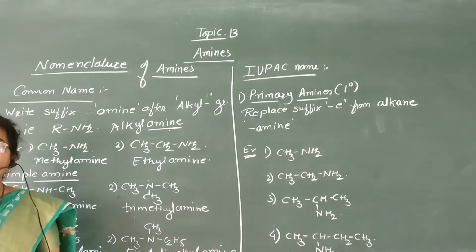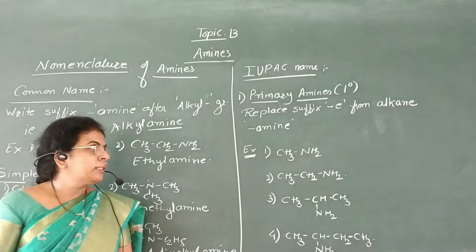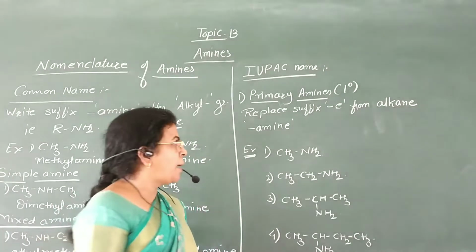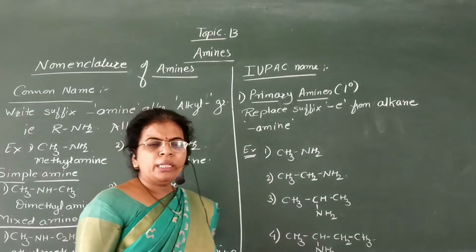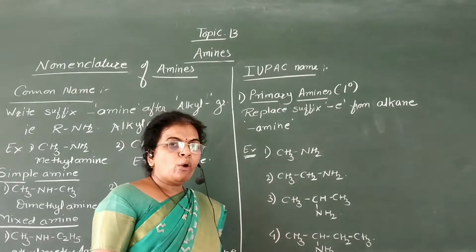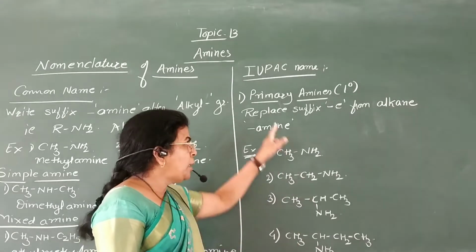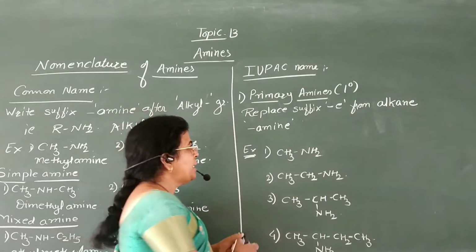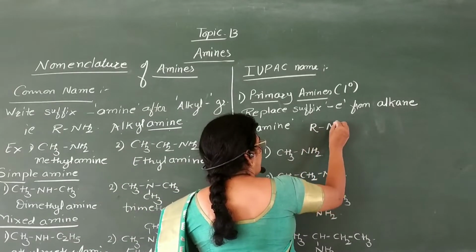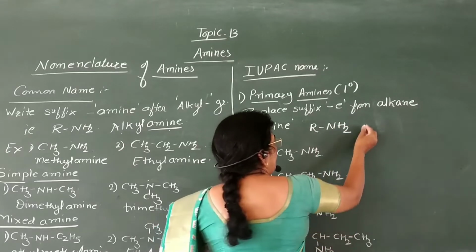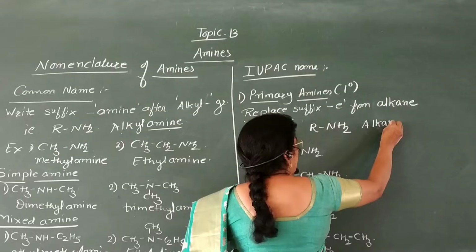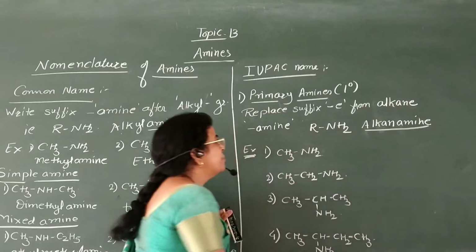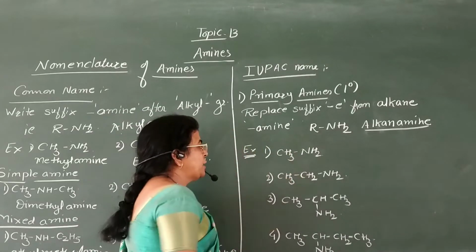Now we are going to see IUPAC nomenclature of amines in which first we are going to see IUPAC nomenclature of primary amines, that is 1 degree amines. Now in case of 1 degree amines, according to IUPAC nomenclature system, replace suffix E from alkane by amine. That is, if we take general example of primary amine, that is RNH2, then it becomes alkane and E from alkane is replaced by amine. It becomes alkanamine.